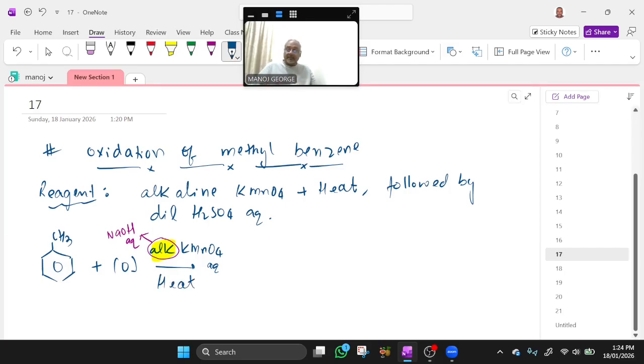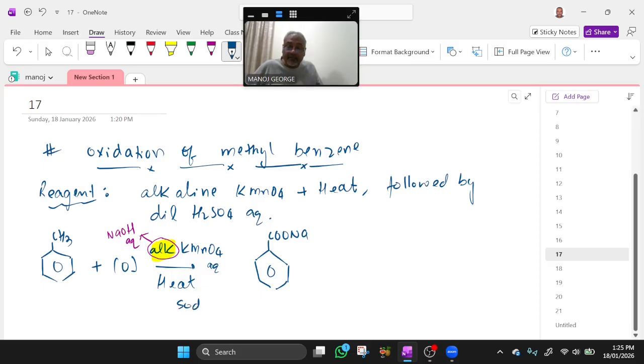So what happens now is, removal of hydrogen is also called oxidation. Adding oxygen is also called oxidation. So all the hydrogens here will be kicked out, and what you get is the carboxylate salt. So we will get here COONa because I am using NaOH. If I was using KOH, I would get COOK. Even if you write COO negative, that also is fine. So this is sodium benzoate, like a sodium salt of the carboxylic acid.